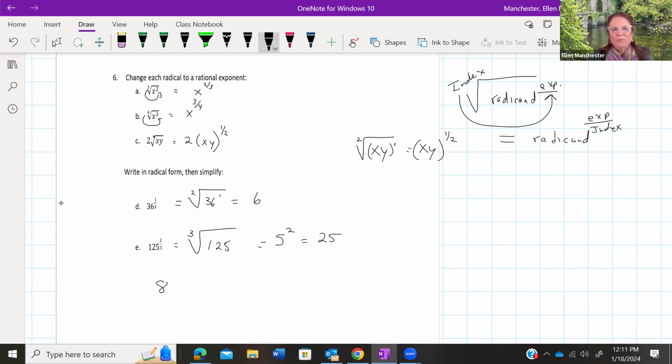So here's another example. If I had 8 to the 2/3, I would take the cube root of 8 first, which is 2, and then I apply my exponent. Okay, and I really did do the same thing up here. I did the square root of 36 is 6. 6 to the 1st power is just 6. So I do it the same way every time, but if it's a 1 at the top, then I know it doesn't change anything.